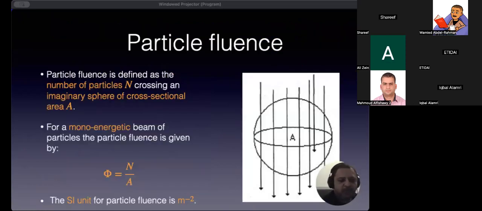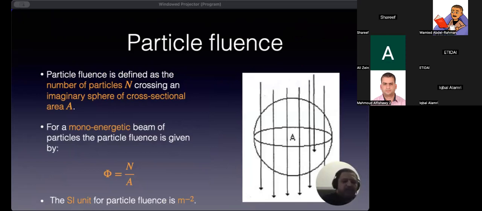So before we start, I think it's important to understand some of the definitions we find in textbooks. For example, what's the particle fluence? We have energy fluence and so on. So the particle fluence is defined as the number of particles.